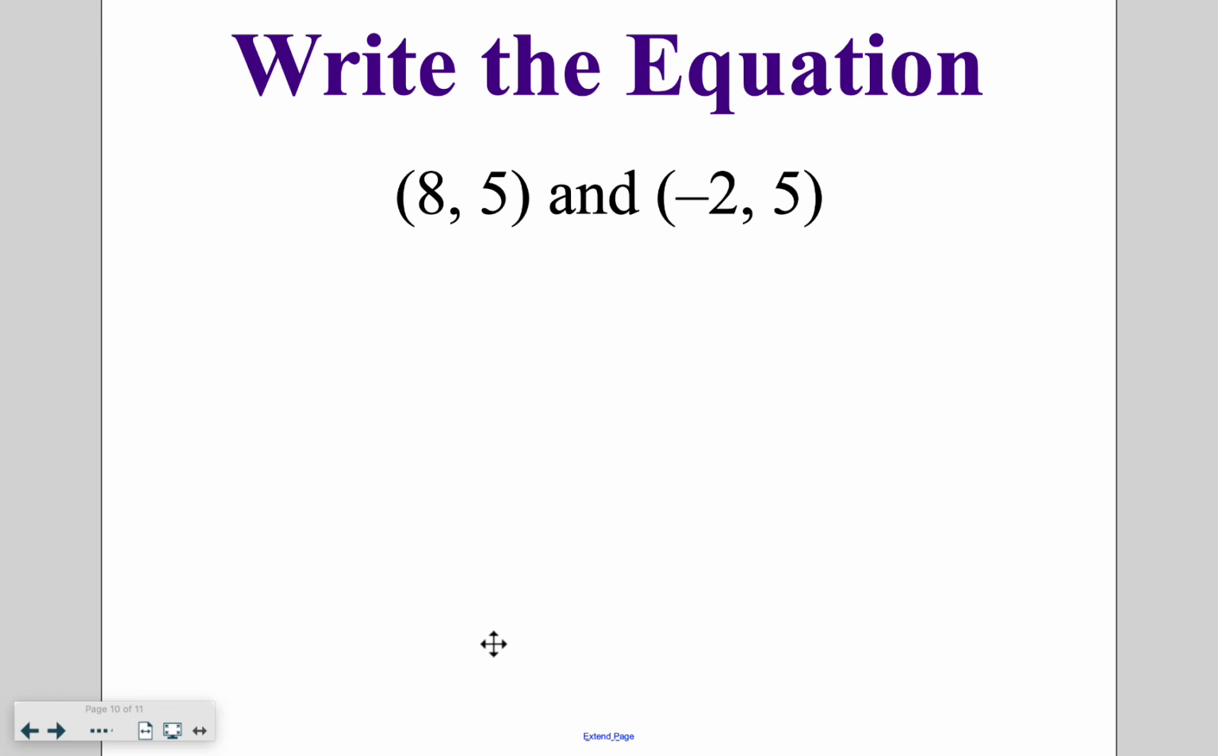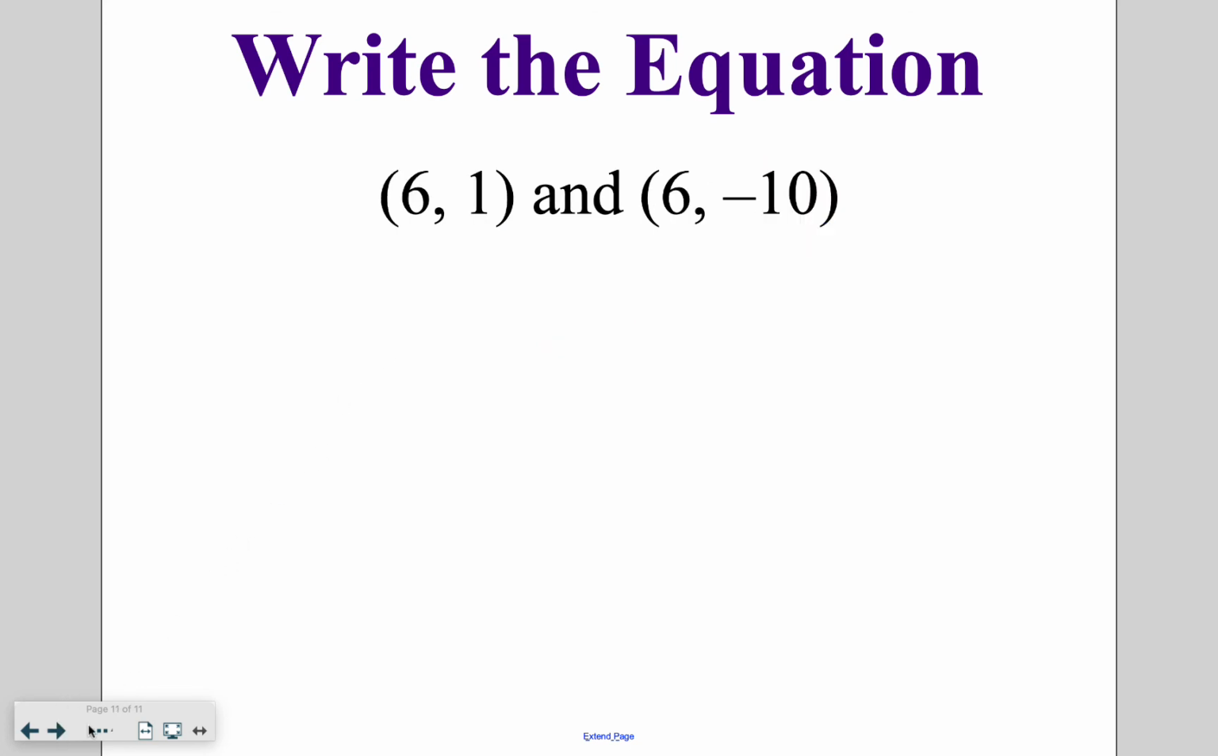There are 2 special cases that actually have a shortcut when you are writing equations in standard form. Notice this equation right here, or these 2 points right here, our y value is the same. When you have 2 points that have the same y value, your equation is simply y equals 5. So when you have 2 of the same coordinates, you take the letter, which is y, and set it equal to that number.